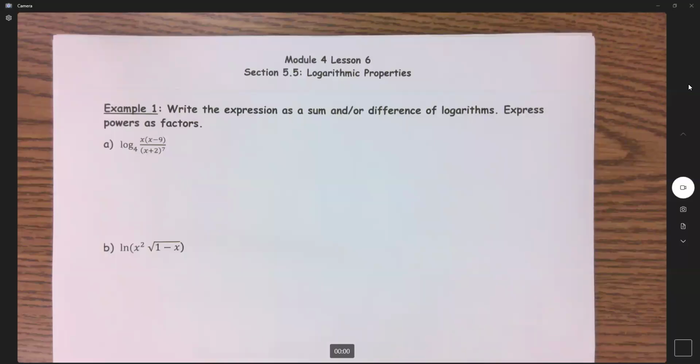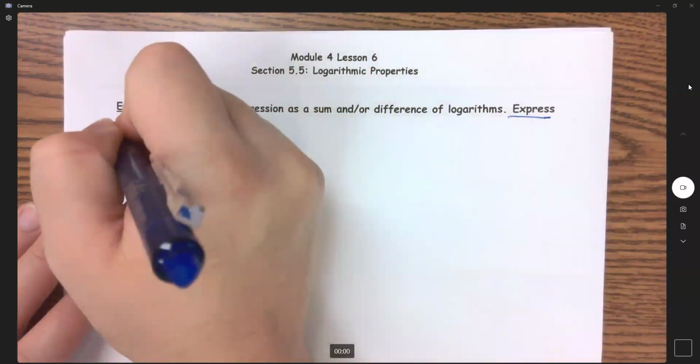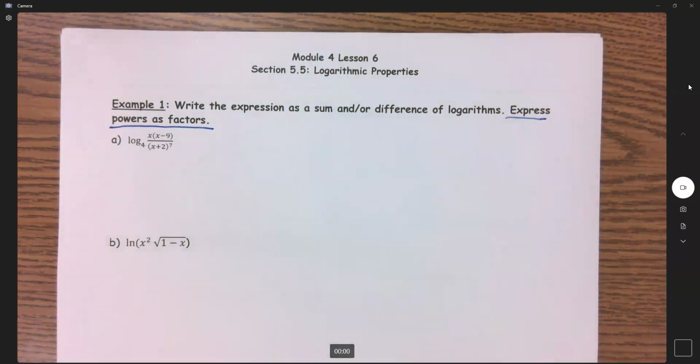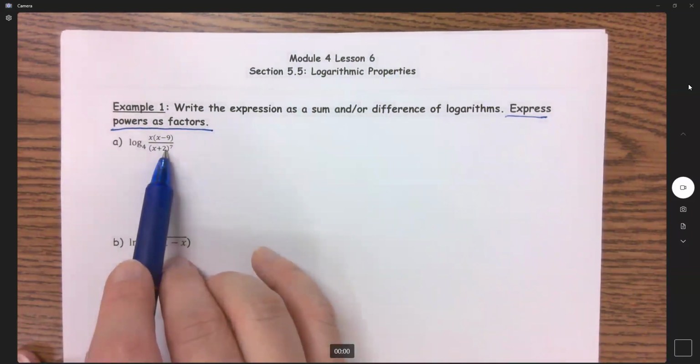Now that we have gone over our 8 log properties, let's apply it on examples 1 and 2. So example 1 says to write the expression as a sum and or difference of logs. Express powers as factors. Even if it doesn't say that, that always needs to happen. Okay. So here we have log base 4 of this right here.